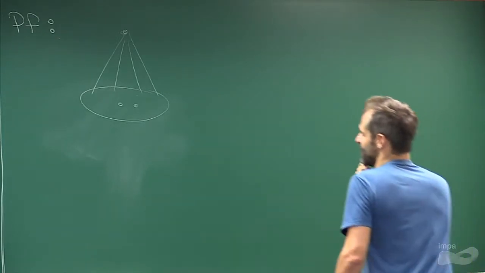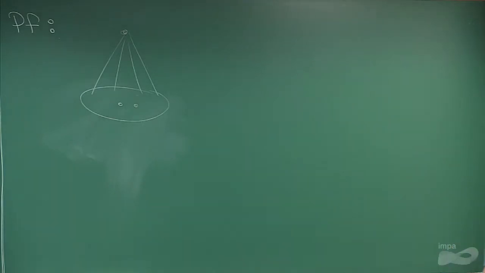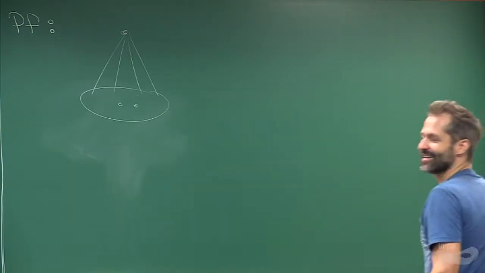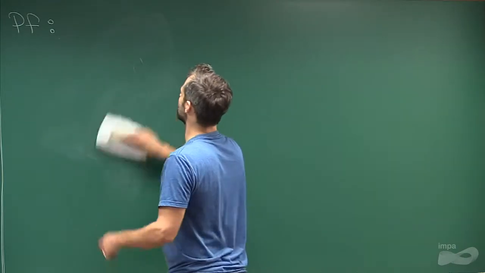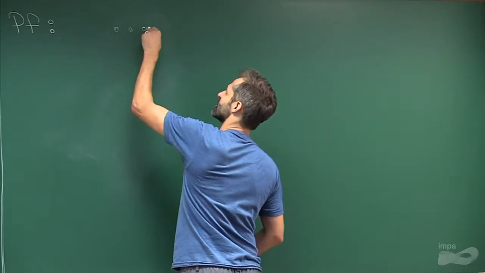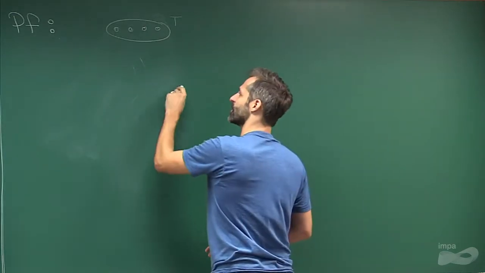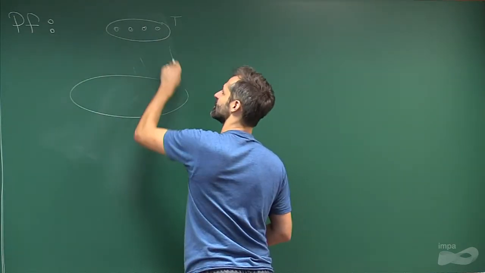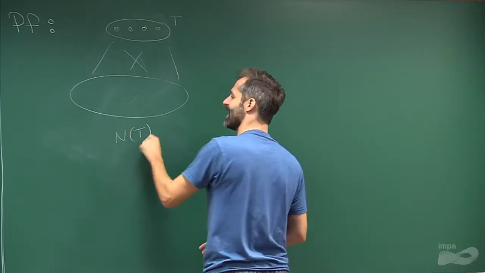Okay, so what's the idea? Well, perhaps you can guess. So that's not enough. Exactly. So that's exactly what we're going to do. Instead of picking one vertex, we're going to pick a bunch of vertices, T. And we're going to look at the common neighborhood of T. I'm going to write N(T).